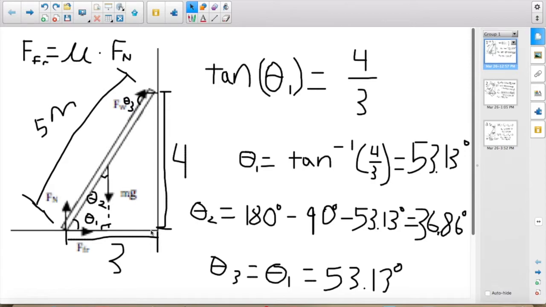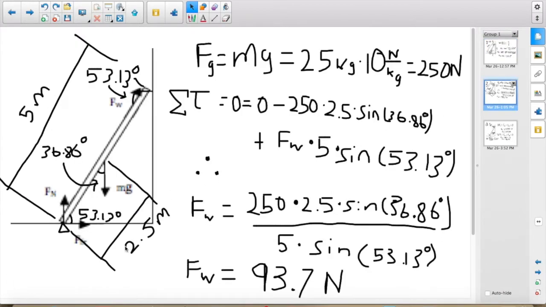And the Z theorem states that if you have two parallel lines and the force from the wall is in fact parallel to the floor, and you have a diagonal line connecting them, this angle right here is the same as this angle. So theta 3 equals theta 1, which is 53.13 degrees. All right, so we have all three of those angles that we need.